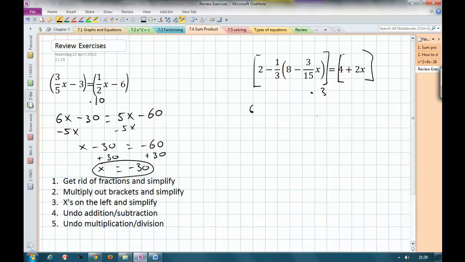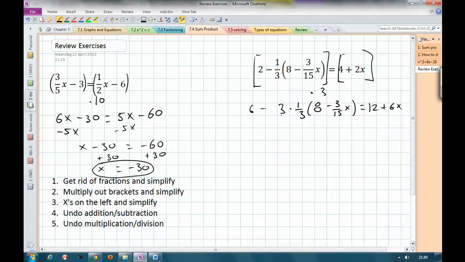And now I'm multiplying by this term right here. I'm multiplying that by 1/3, so it's going to be 3 times 1/3, 8 minus 3/15 x is going to be equal to the 4 times the 3 is the 12. The 2x times the 3 is the 6x, like that.